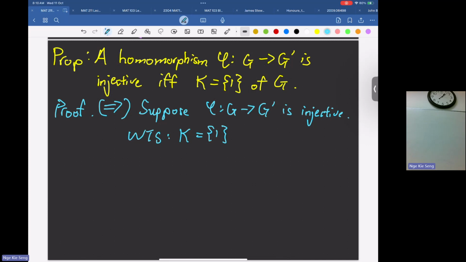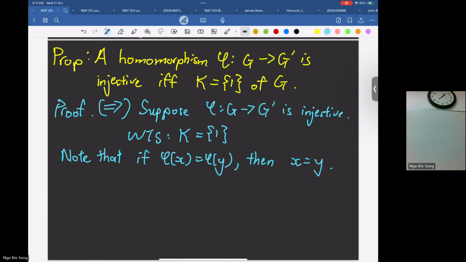Different elements get sent to different elements in the homomorphism. Okay. So how do we rephrase this? Note that if phi x equals phi y, then x equals y. Okay, so this is the contrapositive, you say.